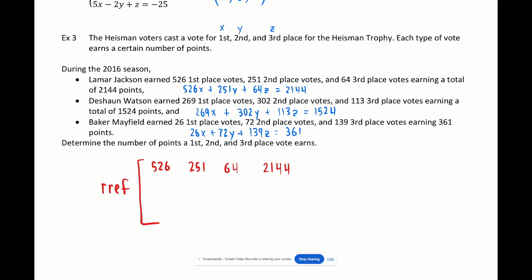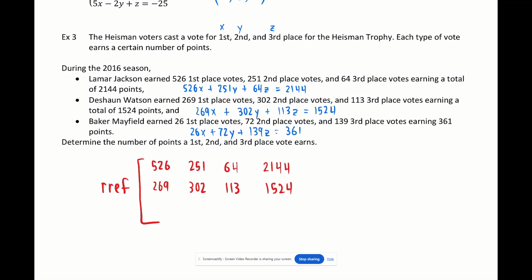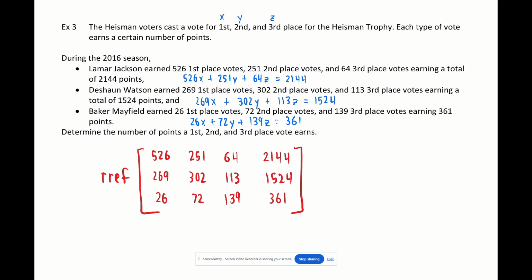So with Deshaun Watson, we got 269 as my x, I got 302 as my y, I've got 113 as my z for a total of 1,524 points. Baker Mayfield, who came in third, he got 26 x's. He got 72 y's. He got 139 z's for a total of 361 votes. And that's what you're going to type in to your calculator.